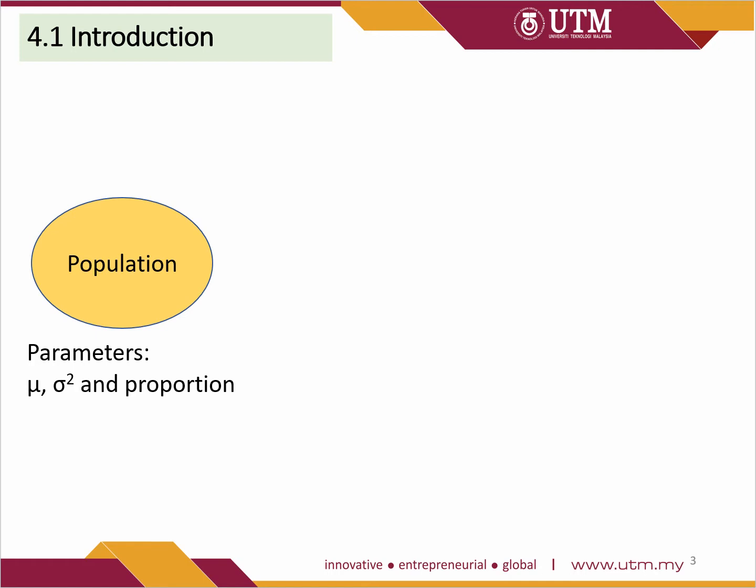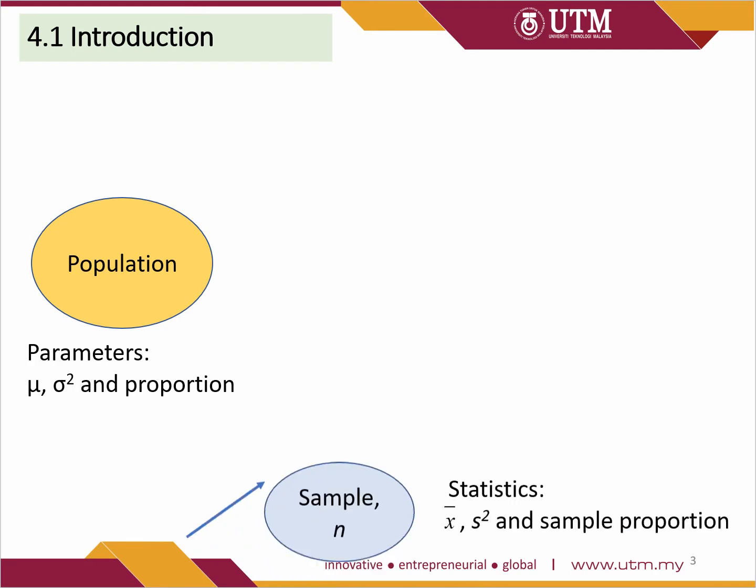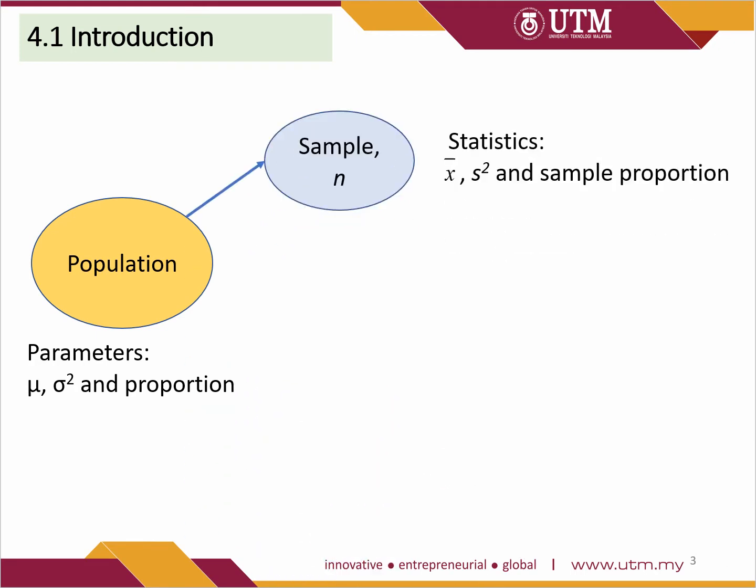So from this population, we select a random sample to get the information about the unknown population parameters. Okay, so instead of counting the height of every student in UTM KL, we take the sample and we get the mean of the sample, the variance and sample proportion. So all these parameters are called statistics. Statistic is the parameters from the sample.